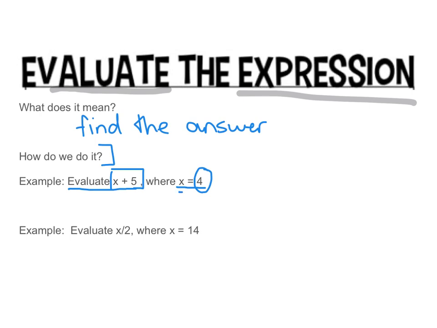So here's how we do it. Wherever we see the x, we just put in 4. So this changes to 4 plus 5. 4 plus 5 is 9. That was pretty easy. Let's try another one.